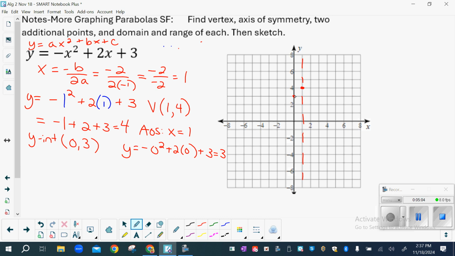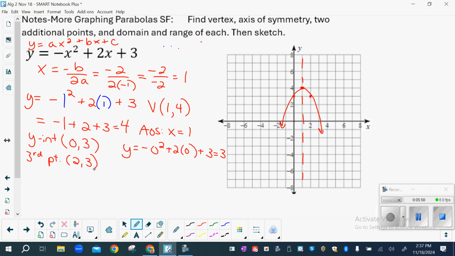So this is 1 to the left, so how do I find my other point? 1 to the right. So my graph looks like this. Let me draw this other side again. Okay, so we have our y-intercept, and then our helping point, or our third point, is the point that we found by reflecting this point over the line. So this point right here, which has coordinates of what? (2, 3).